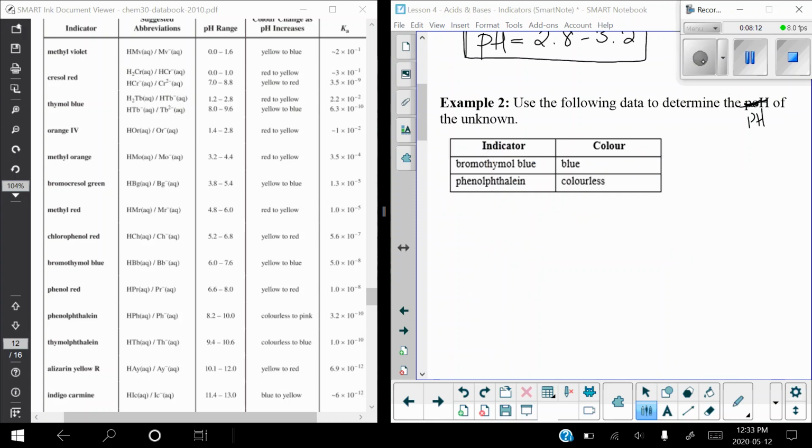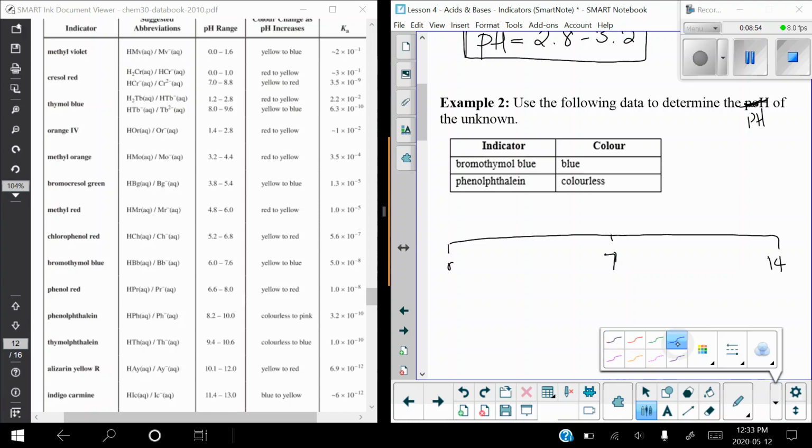Okay, the next example, use the following data to determine the pH of the unknown. So again, we're putting two indicators into it. First thing that we're going to do is draw my scale. Lovely. From there, we are then going to look at our indicators. So the first one turned bromothymol blue. It turned it blue when we put it in there. So that means if we find bromothymol blue, the range is 6.0 to 7.6.